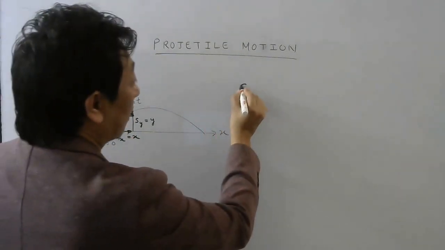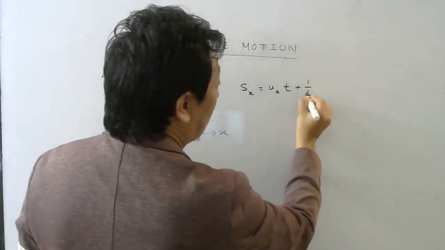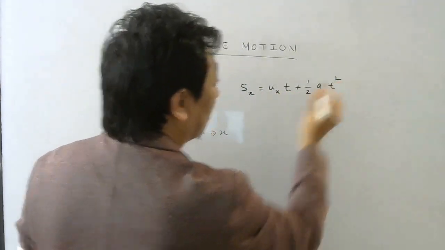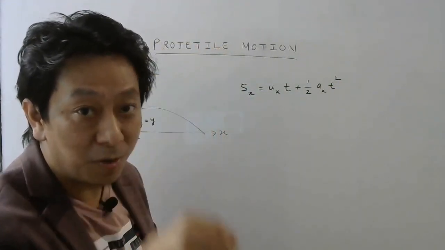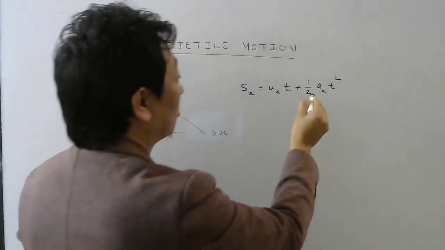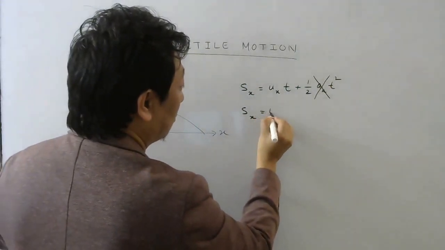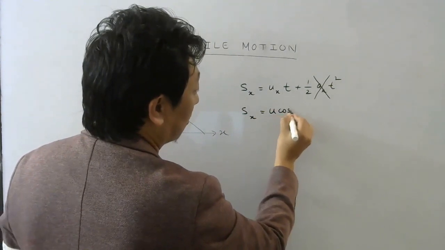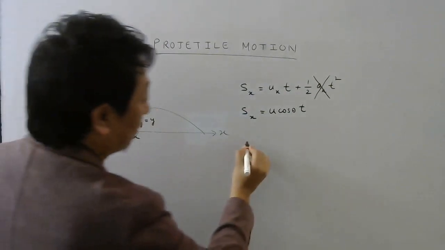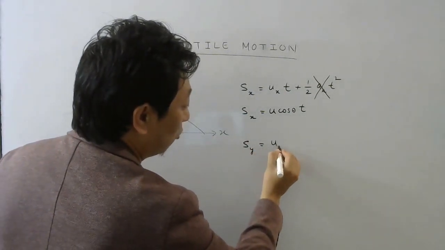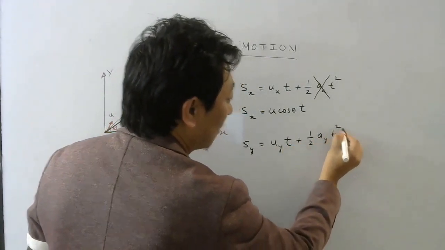Now, suppose I want to calculate sx, then what formula should I use? uxt plus half ax t square. But you know that because our gravitational force is along the y-axis, there is no acceleration along the x-axis. So your sx will be equal to uxt, and ux is your u cos theta, right? Similarly, if somebody wants you to calculate the y component of displacement, what formula will you use? uyt plus half ay t square, right?